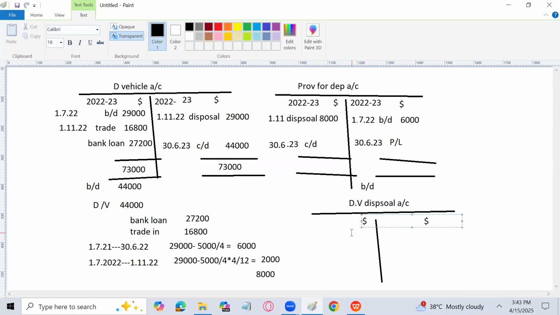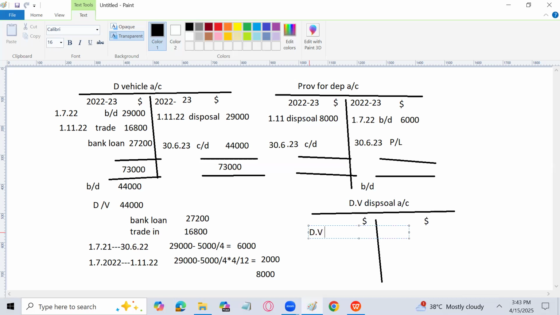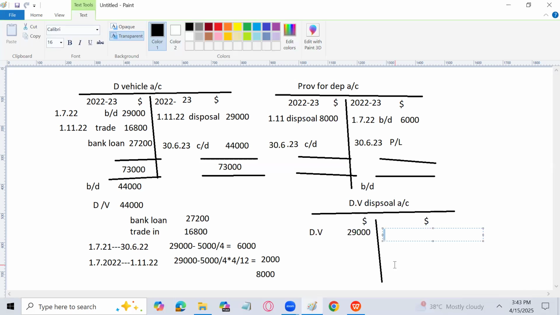So disposal, the entry for disposal is first delivery vehicle disposal account debit, and delivery vehicle is going to be credit. So disposal account is debit because of delivery vehicle, and the amount is the cost of that asset, and the cost of that asset is 29,000. That is okay. Then second entry is going to be provision for depreciation to delivery vehicle disposal account. So disposal account is going to be credit because of provision for depreciation, and the amount is going to be how much? That is 8,000 total depreciation.